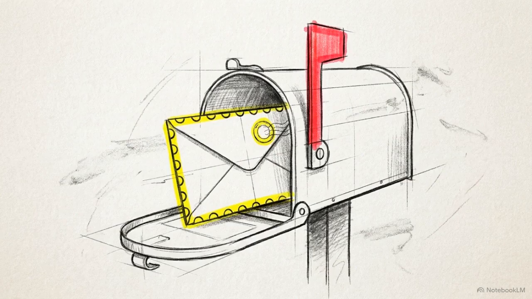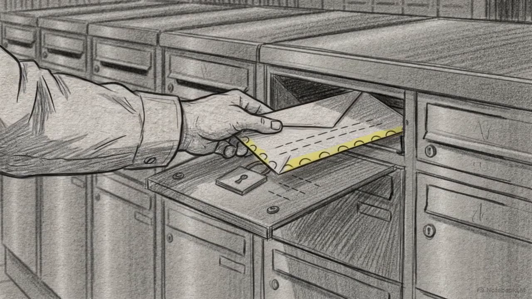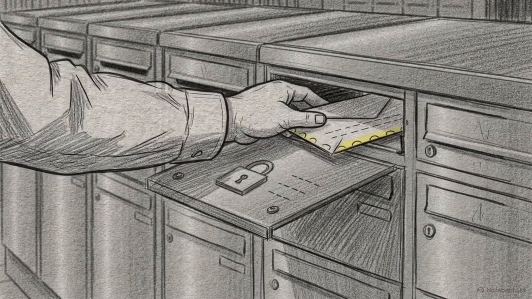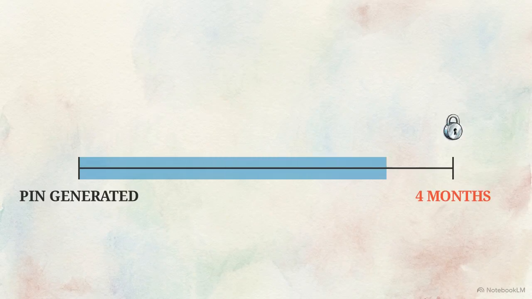Google mails a physical envelope containing a personal identification number, or PIN, directly to your mailbox. Because this travels via standard post, you can expect it to take about 2 to 3 weeks to arrive. From the date that PIN is generated, you have exactly 4 months to retrieve it and use it.